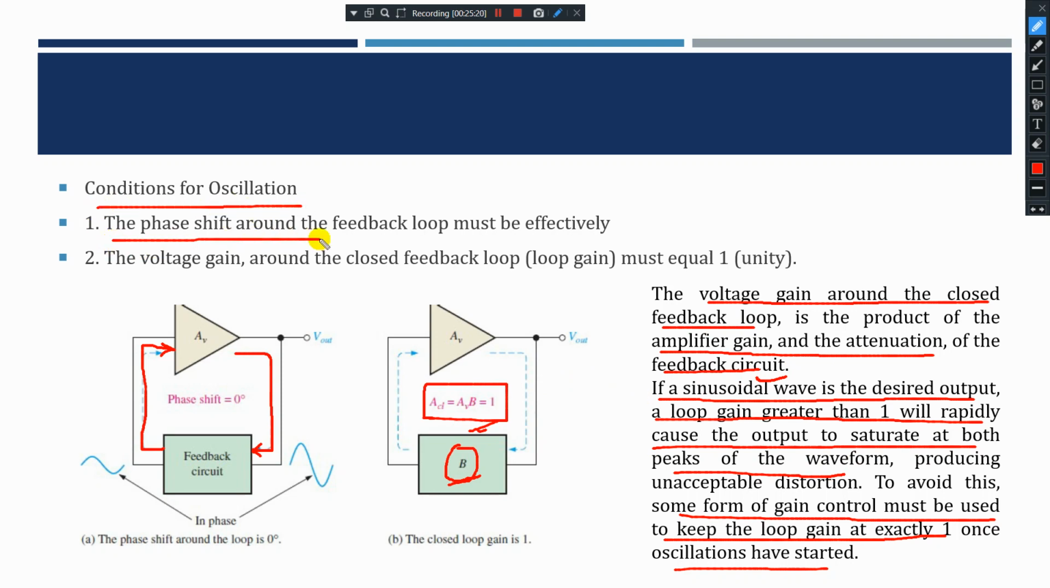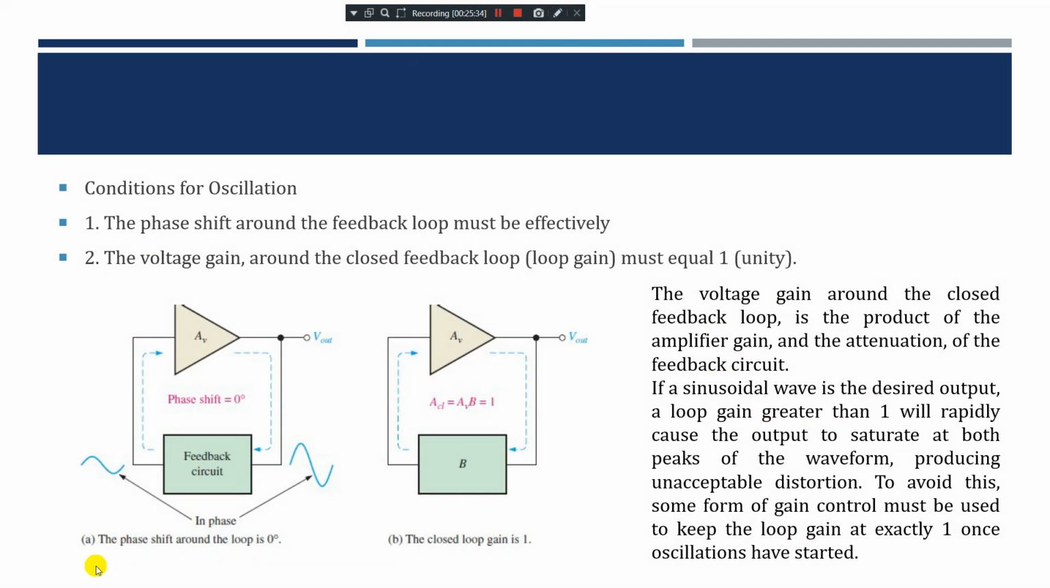So one is that the phase shift around the feedback loop must be equal to zero. The other is that the voltage gain around the closed loop must be equal to 1, that is nothing but unity. So this is about the two conditions of your oscillators.